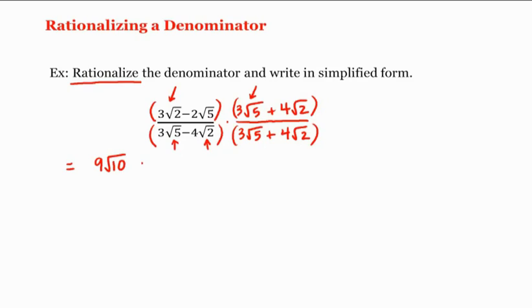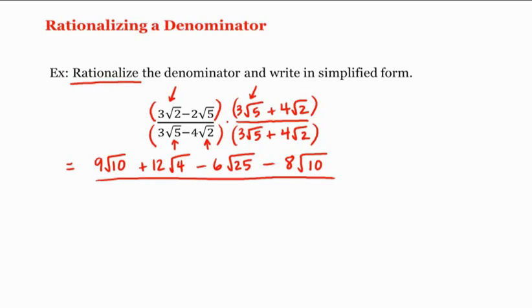The outer term is 12 square root of 4. The inner term is negative 6 square root 25. And the last term is negative 8 square root of 10. What about the denominator? When we FOIL this out, we have 9 square root of 25.